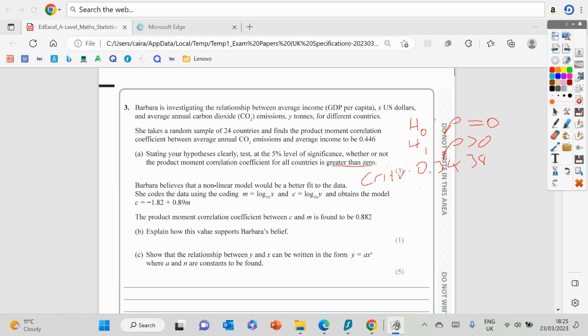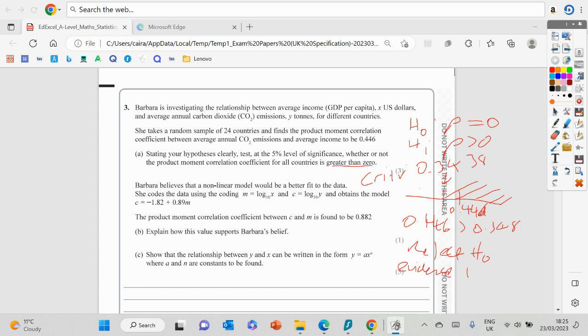That's your CV, in other words. Now, if we draw a number line, 0.3438 is there. We've got 0.446. And we are told we want greater than 0. In other words, we want that bit. Now, the 0.446 is in the critical region. Now, it's in the critical region, so we reject H0.